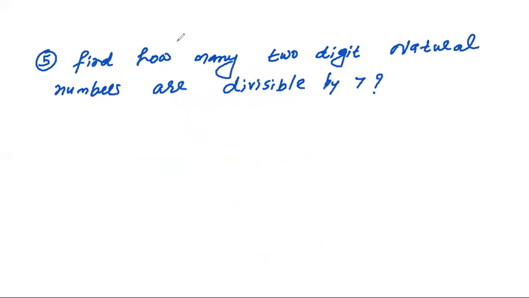Now we need to do question number 5. Find how many two-digit natural numbers are divisible by 7. They're asking about two-digit numbers. We know that two-digit numbers start from 10 and end at 99. We need to find how many two-digit numbers are divisible by 7.